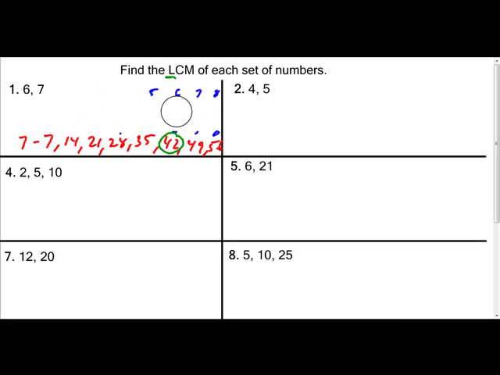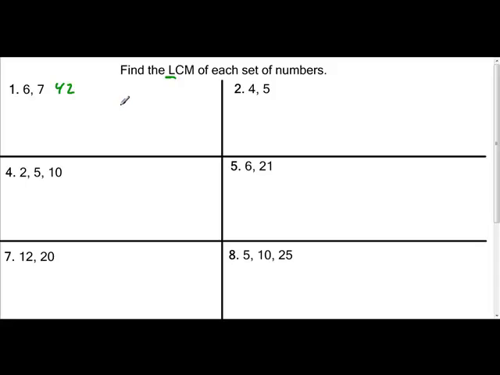Let's show you on the ladder. We know it's 42, so we'll write that down here. But let's try it out on the ladder. We'll put 6 and 7 on the ladder. And the lowest number that goes into both of these, because we look at primes, let's try 2. 2 goes into 6, but not 7. 3 goes into 6, but not 7.